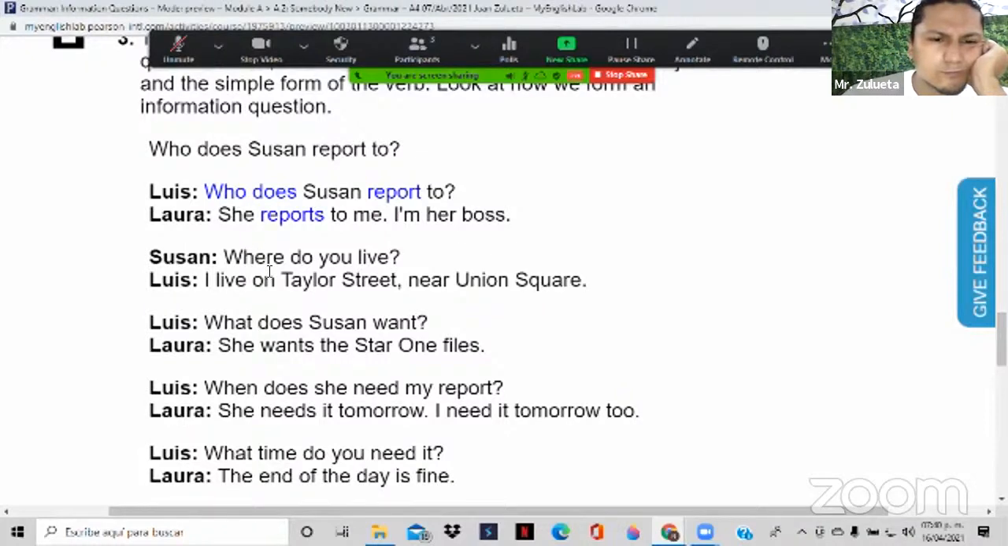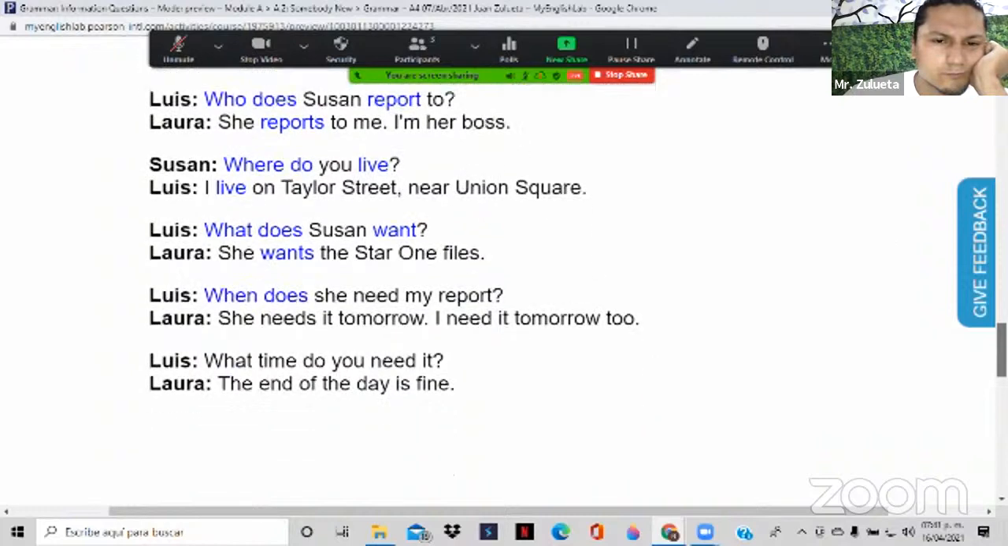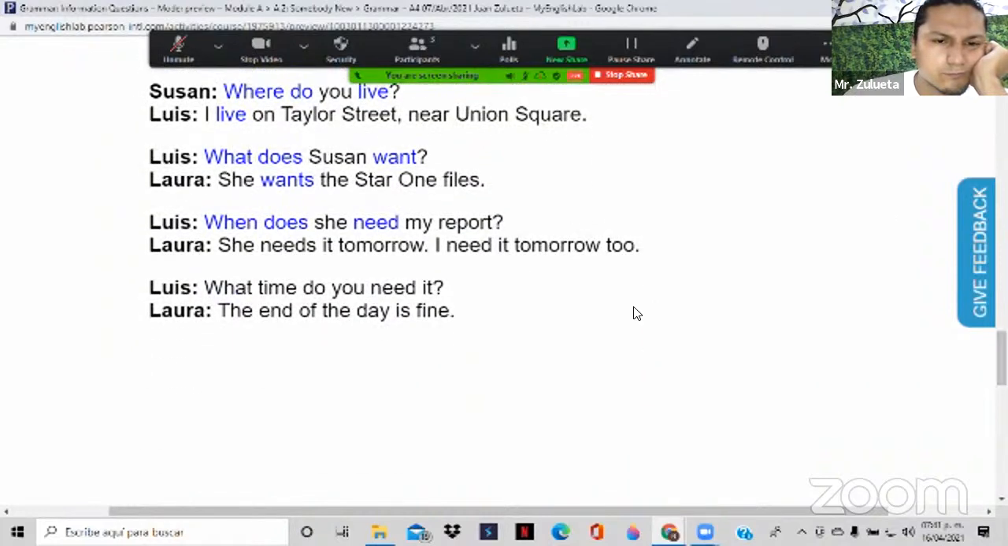Where do you live? I live on Taylor Street, near Union Square. What does Susan want? She wants the Star 1 files. When does she need my report? She needs it tomorrow. I need it tomorrow, too. What time do you need it? The end of the day is fine.